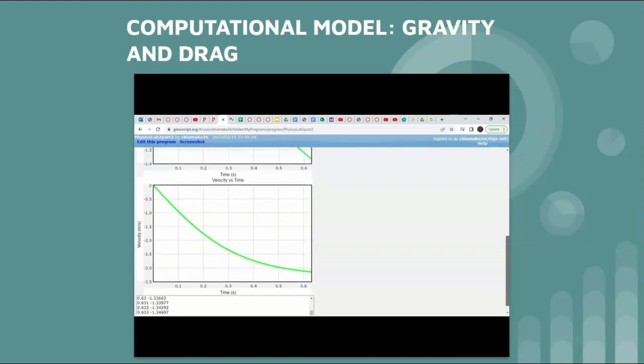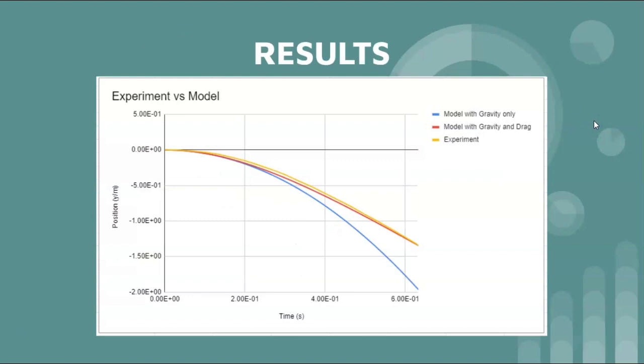The results show that the model that accommodates both gravity and drag is a lot more similar to my experiment than the model with only gravity. Some differences may be due to errors in tracking or recording the video at an angle while performing the experiment, but the results are still quite accurate.